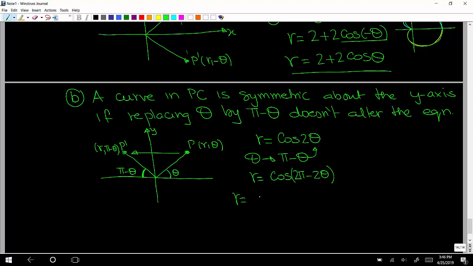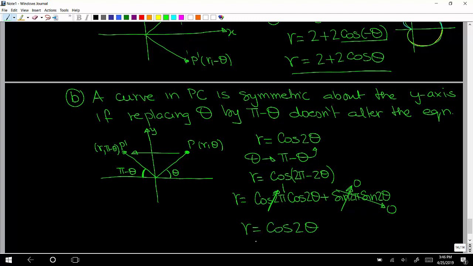Now we'll use a trig identity. So we get cosine of 2 pi cosine of 2 theta, plus sine of 2 pi sine of 2 theta. We know that sine of 2 pi is 0, so that whole thing is gone. Cosine of 2 pi is 1, so we get r is equal to cosine of 2 theta. So we are back to the original problem that we started with. So that tells me that this curve is symmetric about the y-axis. So whatever we have on the right of the y-axis, we'll have on the left.